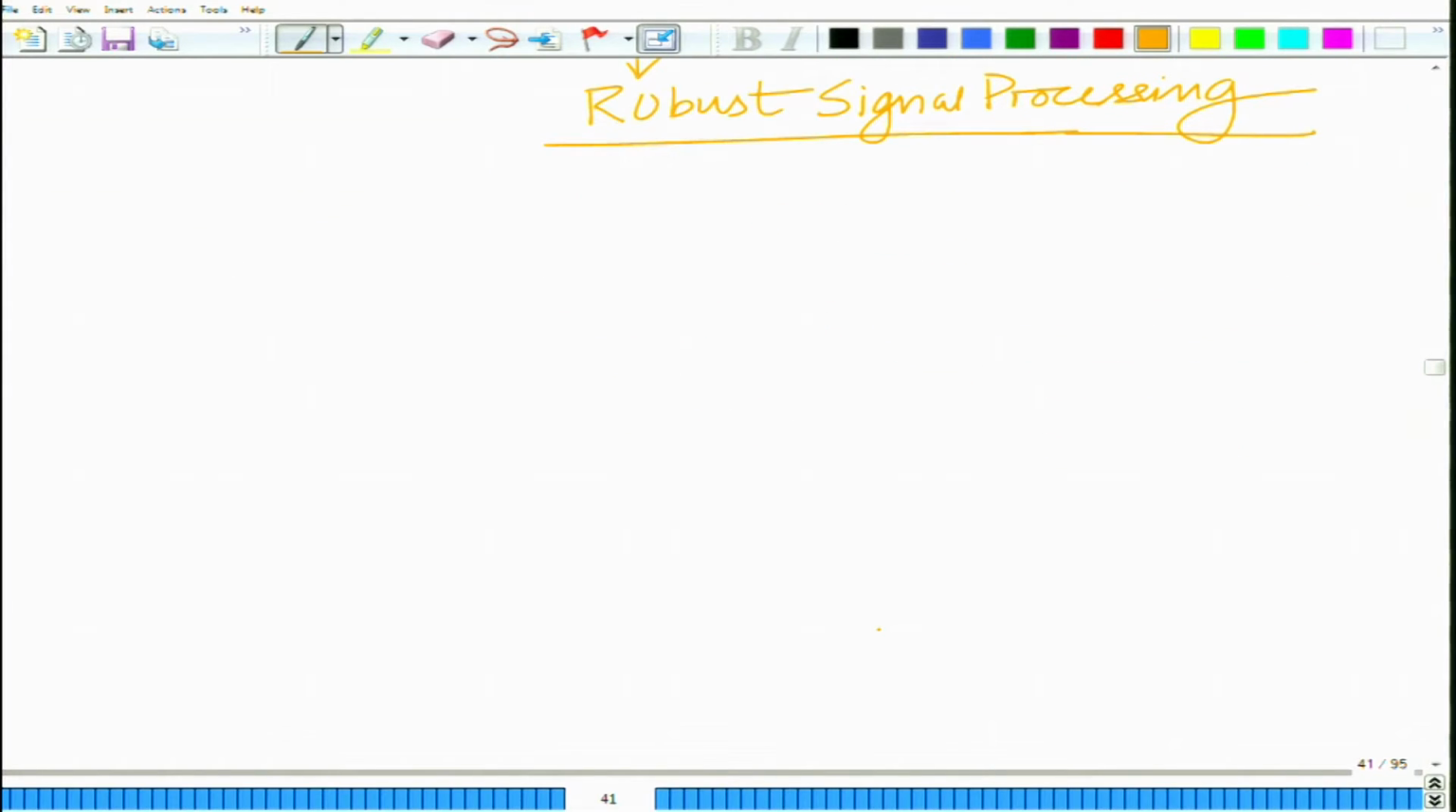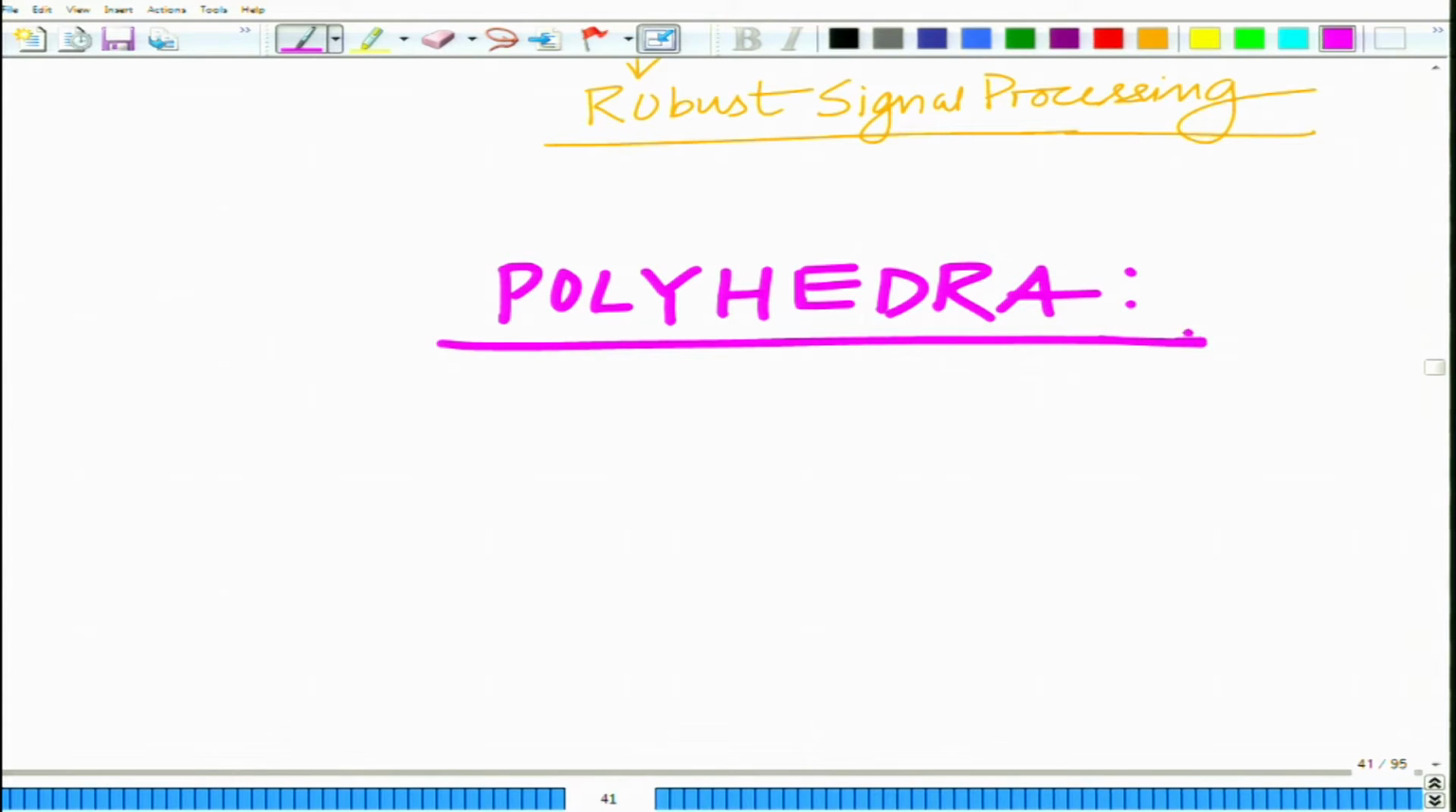Okay. So, now let us move on to other interesting convex sets which also arise very frequently, and these are termed as polyhedra. Now, polyhedra are basically formed from the intersection of hyperplanes and half spaces.